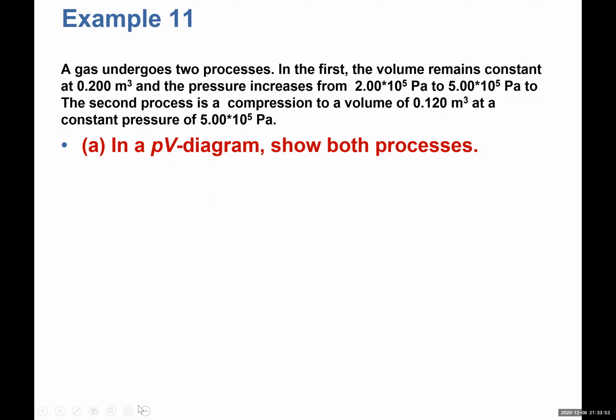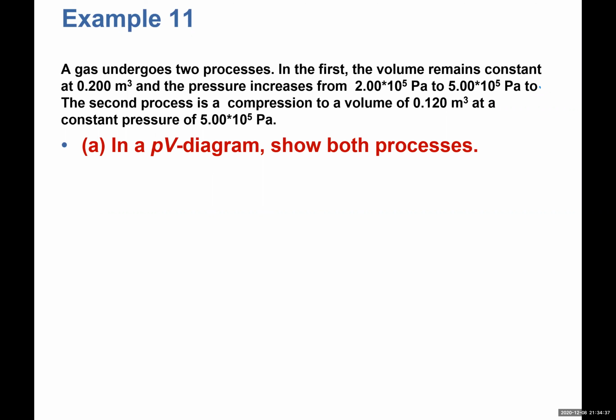So we have a gas that undergoes two processes. In the first, the volume remains constant at 0.2 cubic meters, and the pressure increases from 2 times 10 to the 5 Pascal to 5 times 10 to the 5 Pascal. Okay. So let's see what we have. The second process is a compression to a volume of 0.12 cubic meters at the constant pressure of 5 times 10 to the 5 Pascal. Okay, so we're going to show both of those processes in a PV diagram.